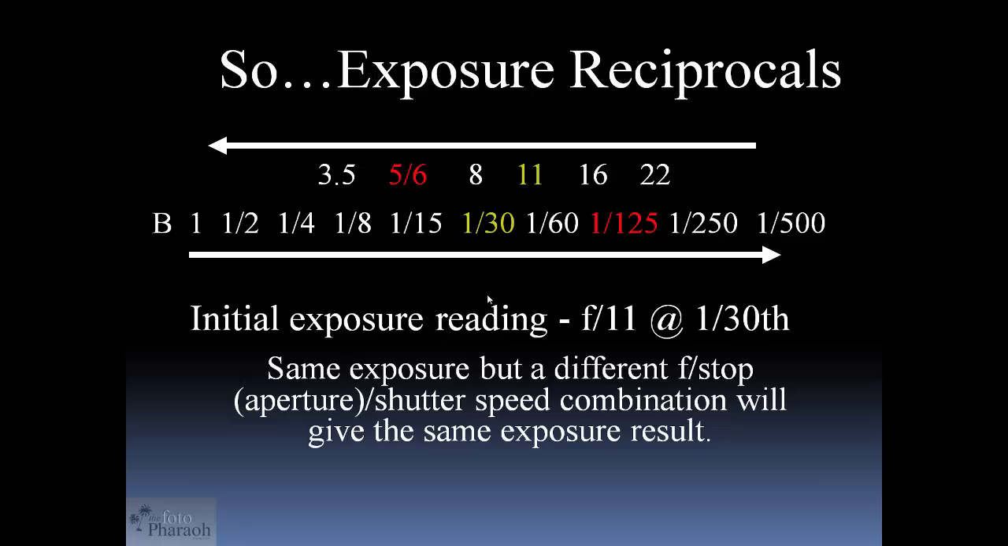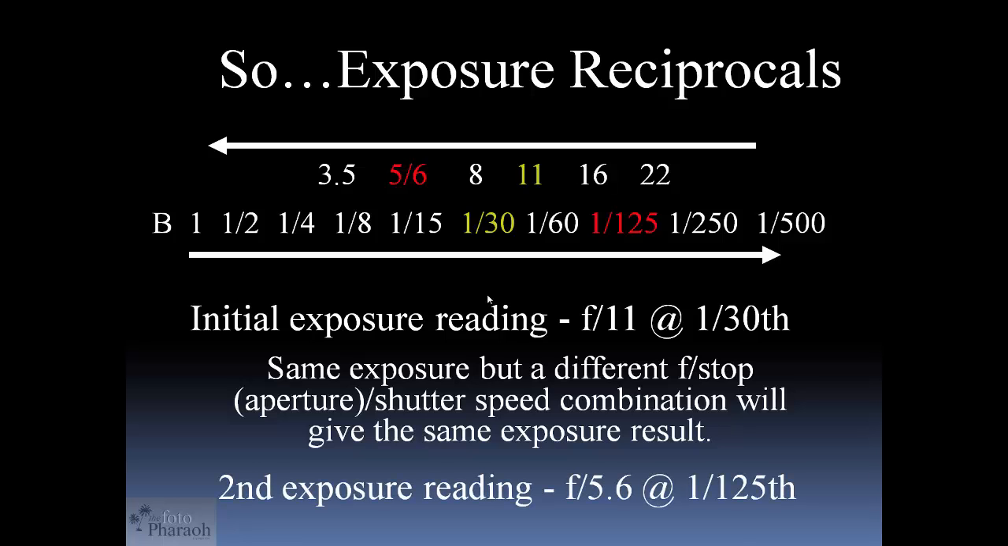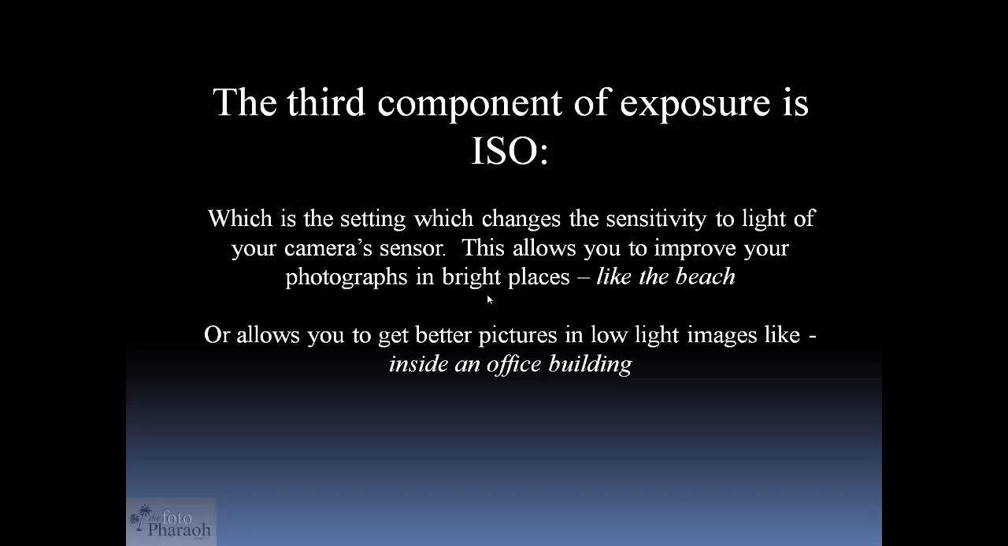This is what we mean by reciprocals. The second exposure you'll see is significantly different from the first and will yield a different result, but as far as light goes, it is the same amount of light. So the third component of exposure is ISO.